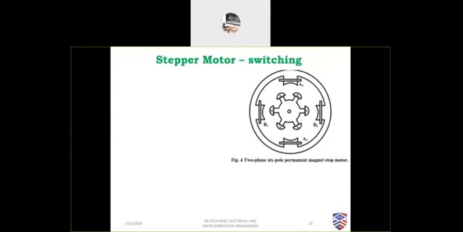Okay, for this you calculate theta S and theta R quickly. Somebody can give me that. It means a two-phase and 6-pole is given. Two-phase and 6-pole permanent magnet stepper motor. You calculate theta S and you calculate theta R.